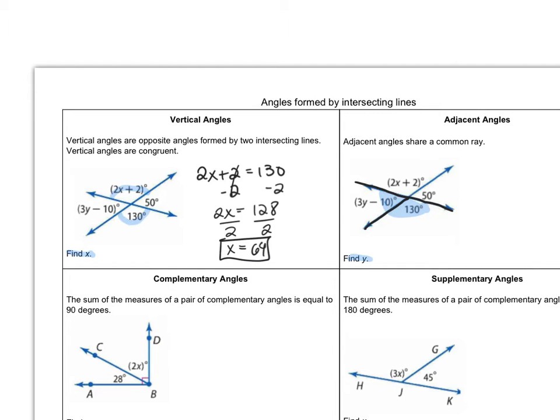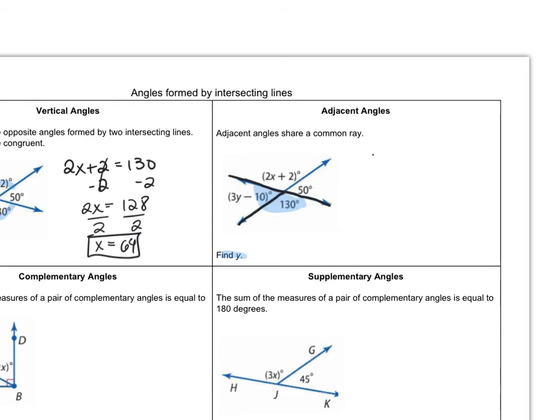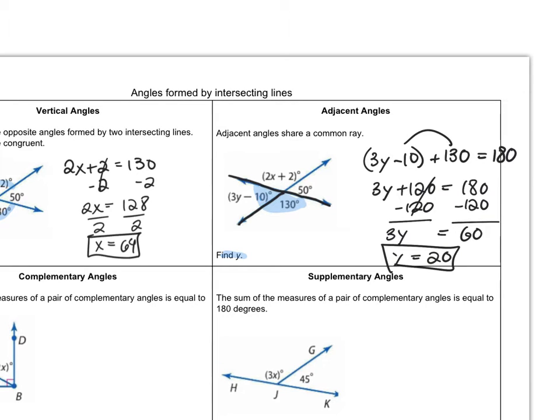Well, a line has 180 degrees. So these 2 angles must add up to equal 180 degrees. Let's use that fact to write an equation. We can write 3y minus 10, that's our first angle, plus 130 equals 180, the number of degrees that a line has. Now we just need to solve this equation. In solving the equation, we find that y is equal to 20.